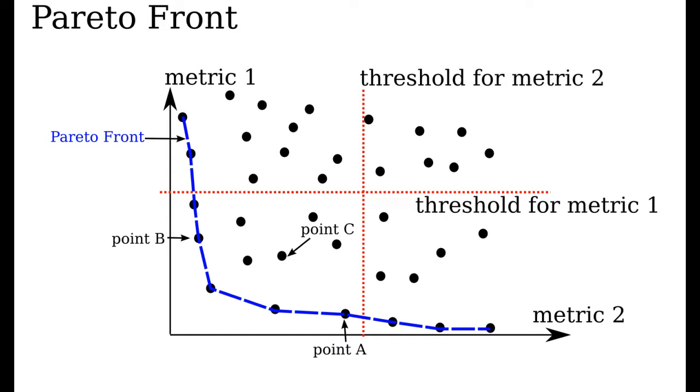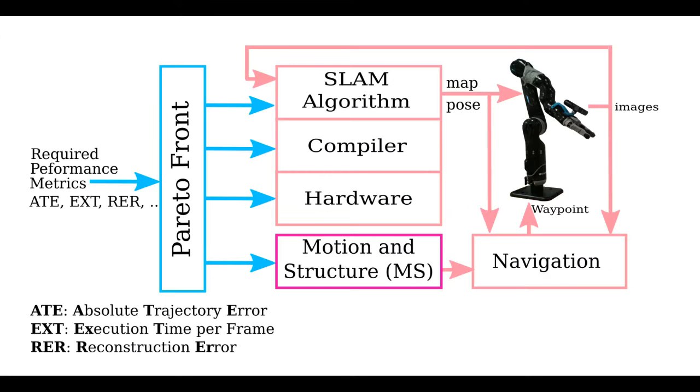In here, points A and B both are better than C. This example application has 4 design spaces: algorithm, compiler, hardware, and motion and structure, where the latter is a new concept introduced in this paper. Each space has a set of parameters chosen from a Pareto front, depending on the required performance metrics. The MS parameters are calculated using information theory.